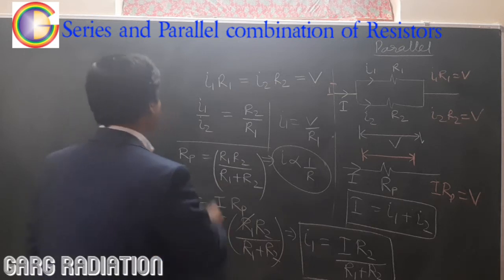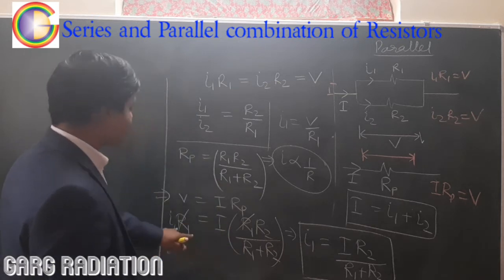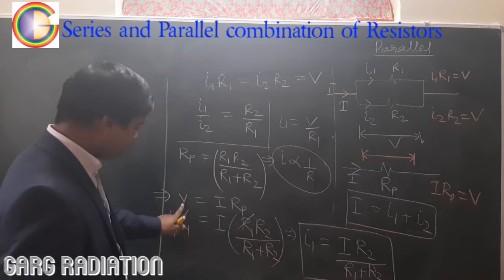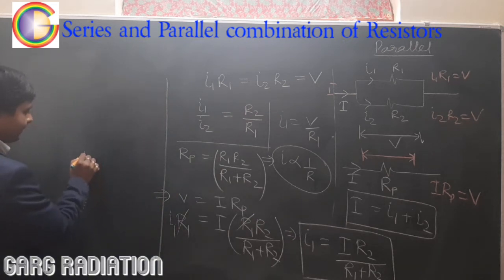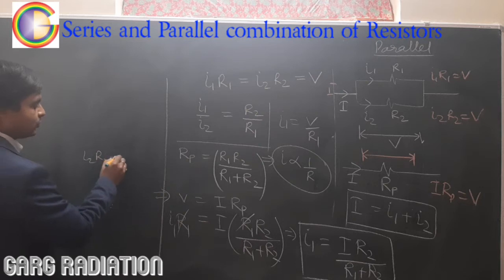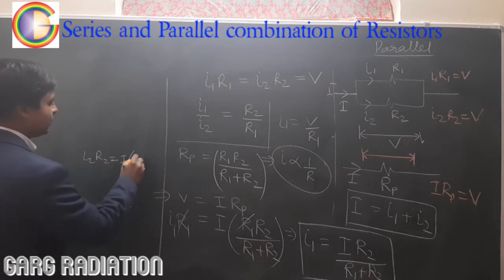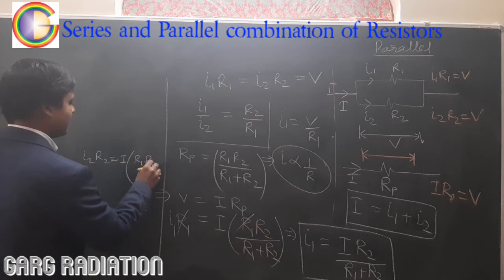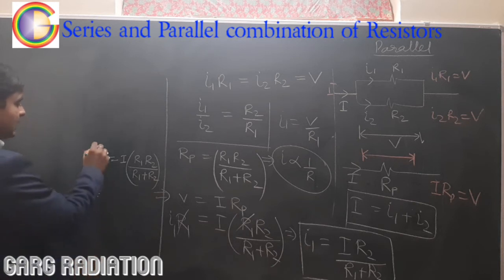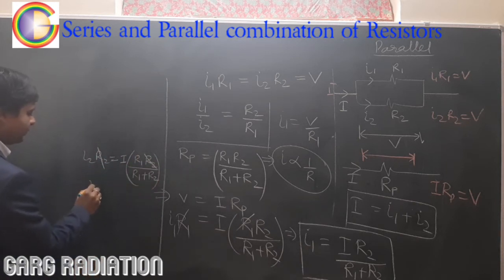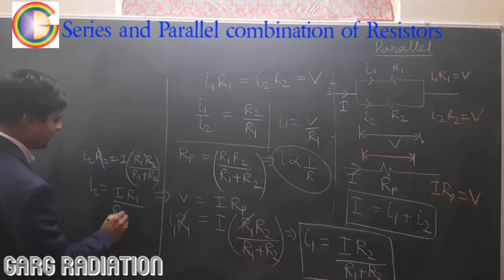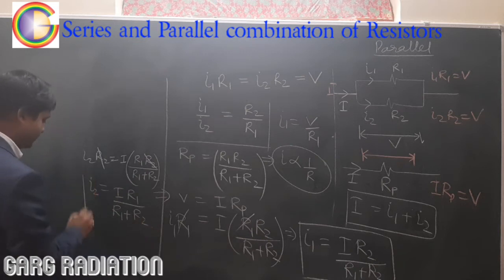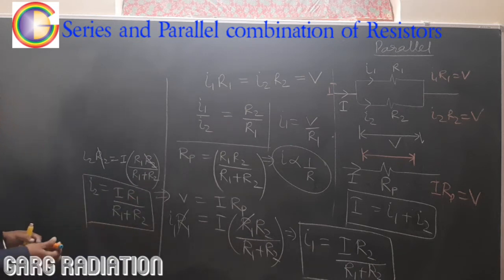Similarly, can we find I2? Yes, if you put I2 R2 in place of V, then what do you get? You get I2 R2 equal to capital I into R1 R2 upon R1 plus R2. Yes, R2 gets cancelled out and I2 you get as capital I R1 upon R1 plus R2. So this is what you get I2 as.